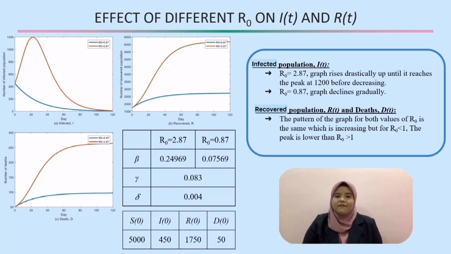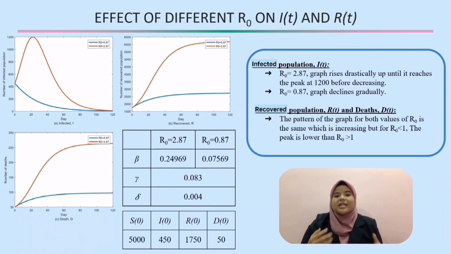Both R-naught have the same value of recovery rate and death rate, but different value of transmission rate. Through the graph, we can see quite different behavior. For the infected population, for R-naught less than 1, it declines gradually until it reaches 0, and for R-naught more than 1, it rises drastically until it reaches the peak of 1,200, which will eventually create a wave of infection before it decreases until it approaches 0. It is actually proven by the computation of the equilibrium point for the infected population for the SIRD model.